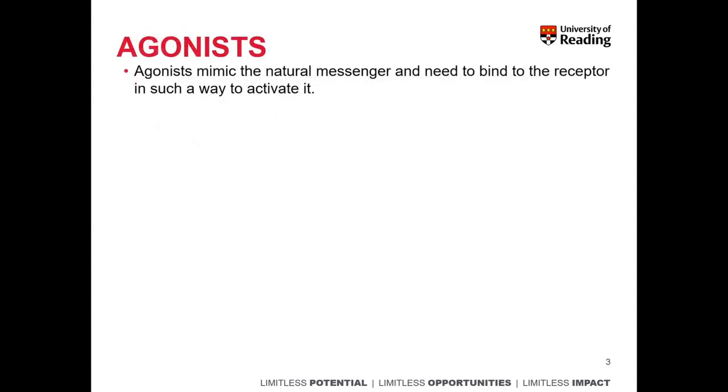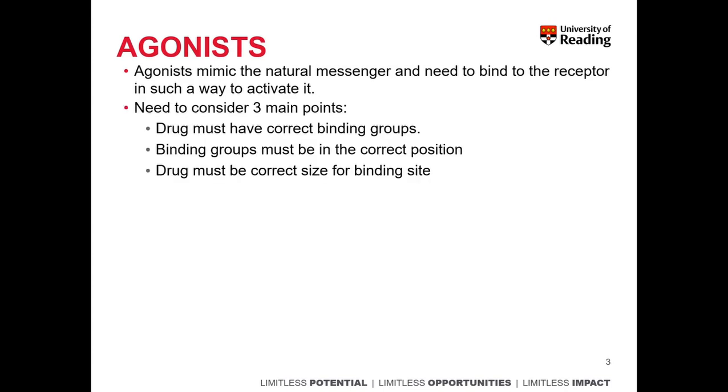Agonists mimic the natural messenger molecule and need to bind to the receptor in such a way as to activate it. Now, in that sense, a molecule that is designed to mimic the natural messenger molecule makes sense because we know that the messenger is able to bind to the receptor and activate it. But when we're designing an agonist, we need to consider three main points.